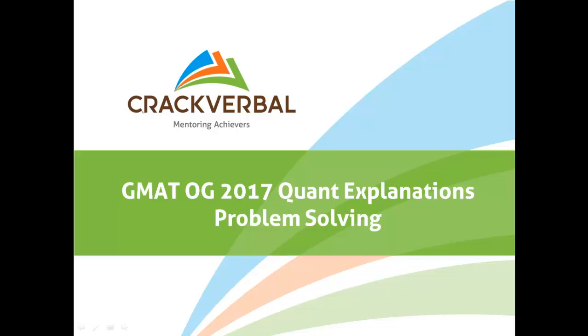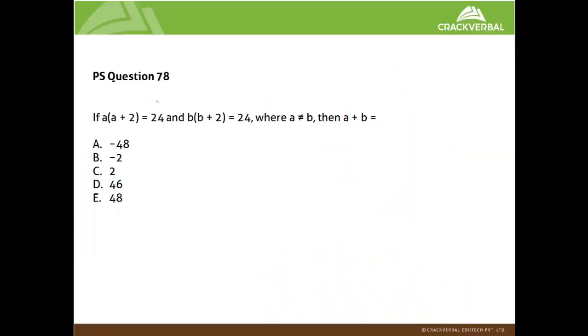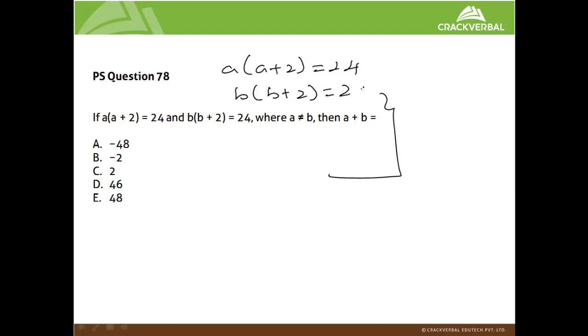Hi, in this video, we'll be discussing GMAT Official Guide 2017 edition Quant Problem Solving question number 78. Let's have a look at this question. The question says A into A plus 2 is equal to 24, whereas B into B plus 2 is also equal to 24, and A is not equal to B, then A plus B is equal to what?